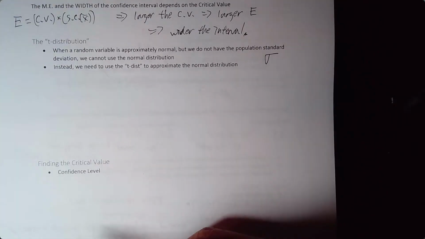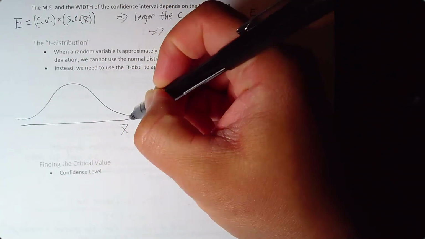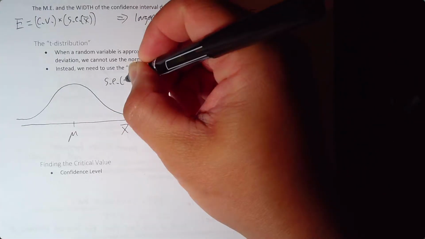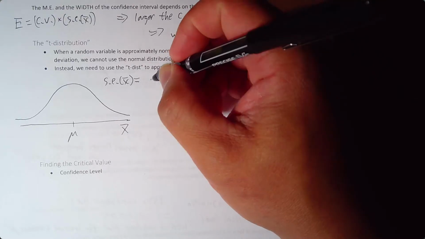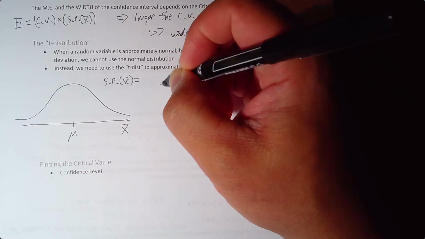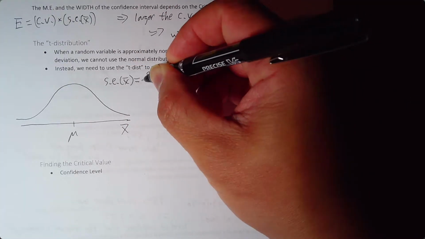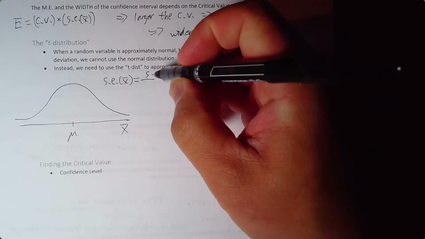to estimate the distribution of x bar. However, if we don't have sigma, then x bar is still distributed semi-normally with mu in the middle, and the standard error of x bar is still sigma over root n. The only difference is I can't use sigma because I don't know sigma, so I would need to use s, the sample standard deviation, in place of sigma. But it is still s over root n.